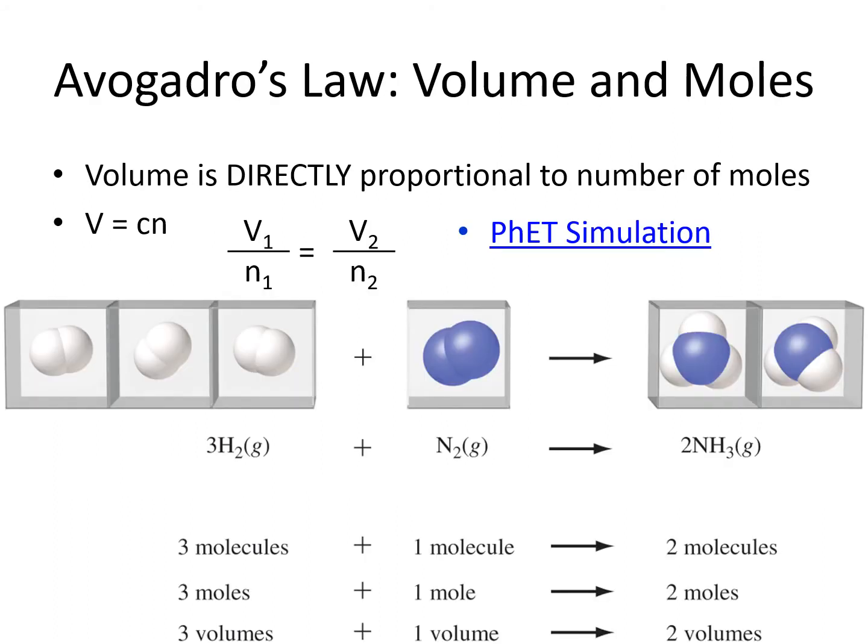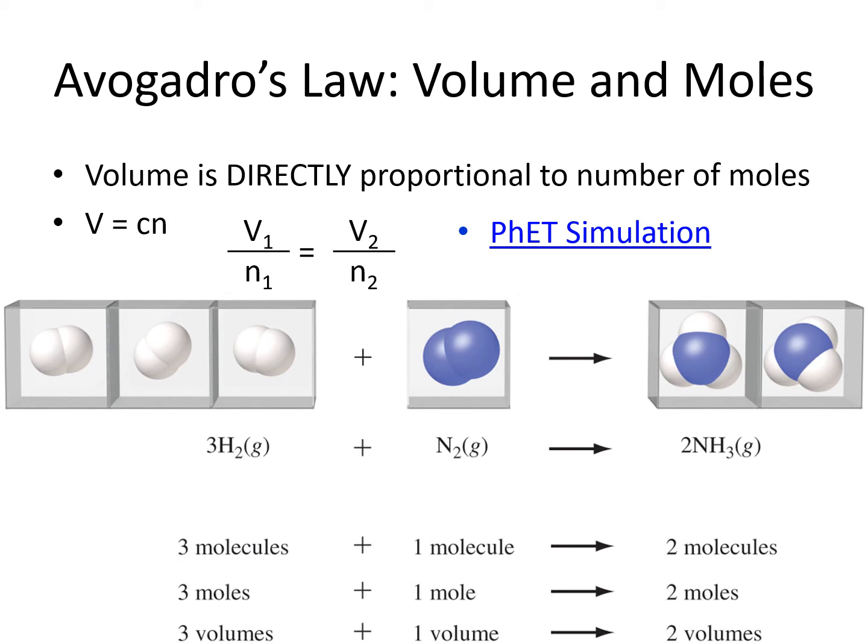Our fourth gas law is Avogadro's law, which tells us that volume and moles are directly proportional. As moles go up, the volume also goes up. We can again express this as a before and after set of equations. V1 over N1 equals V2 over N2. With Avogadro's law, we may do some calculations like that, but we'll also do some different calculations based on the concept of Avogadro's law. Let's talk about the concept a little bit.